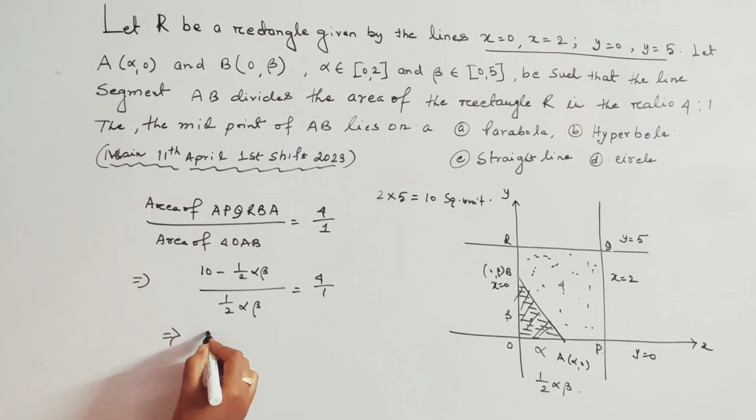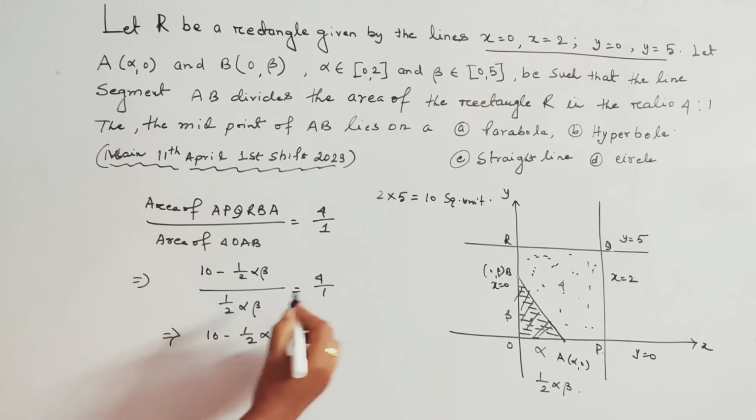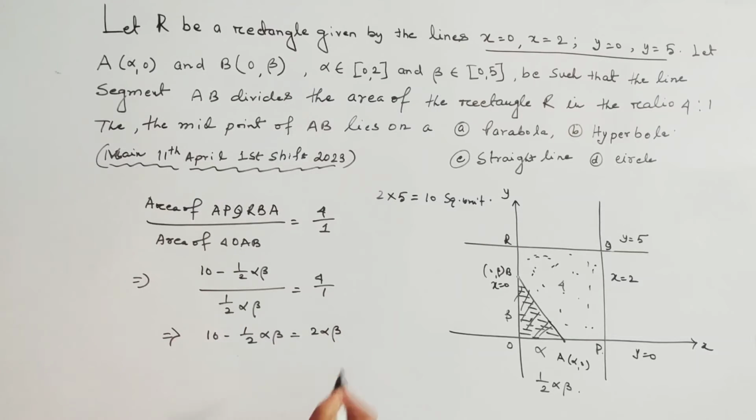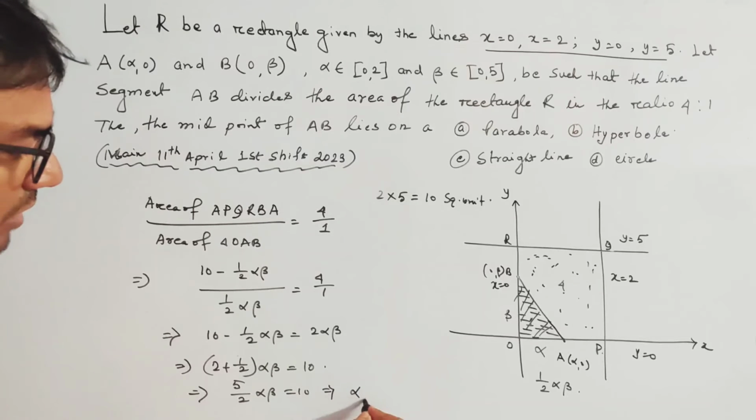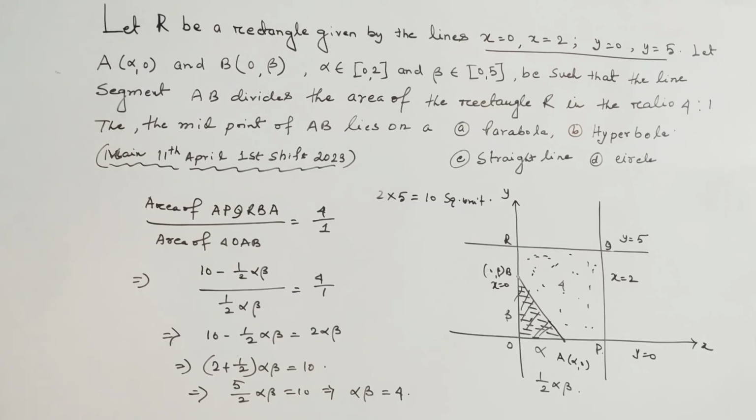And we get 10 minus half alpha beta equal to 2 alpha beta, so 2 plus half, that is 5 by 2, into alpha beta is equal to 10. That is, alpha beta is equal to 4.